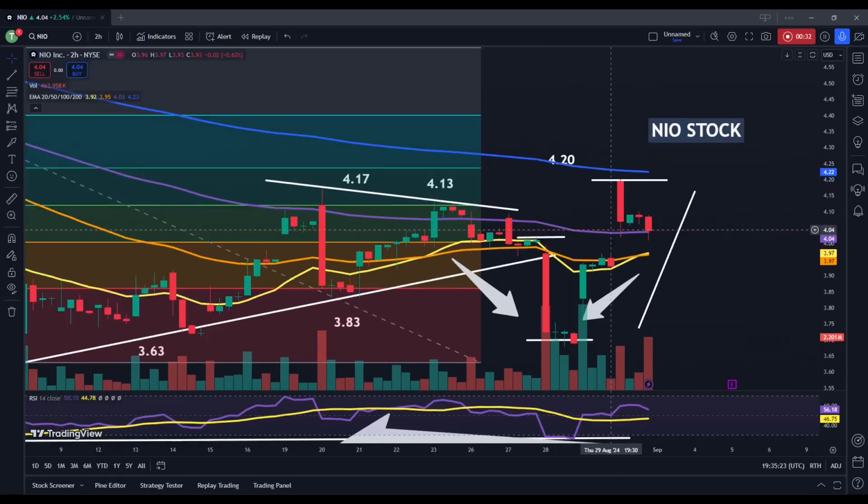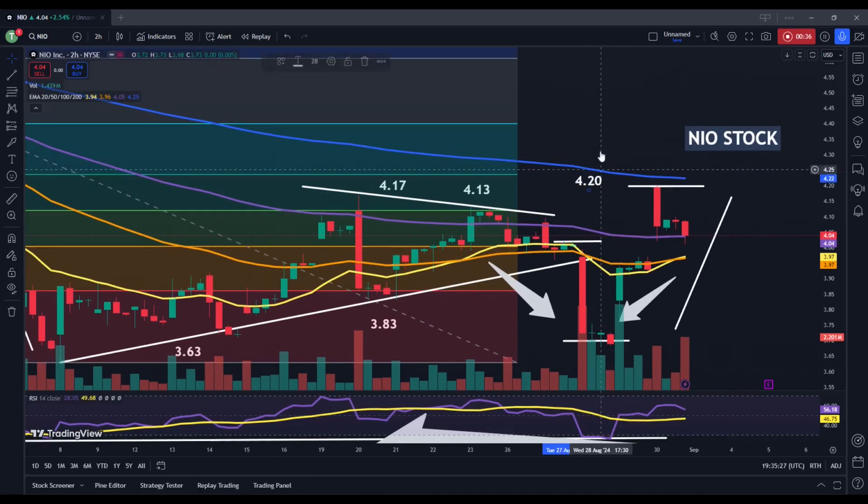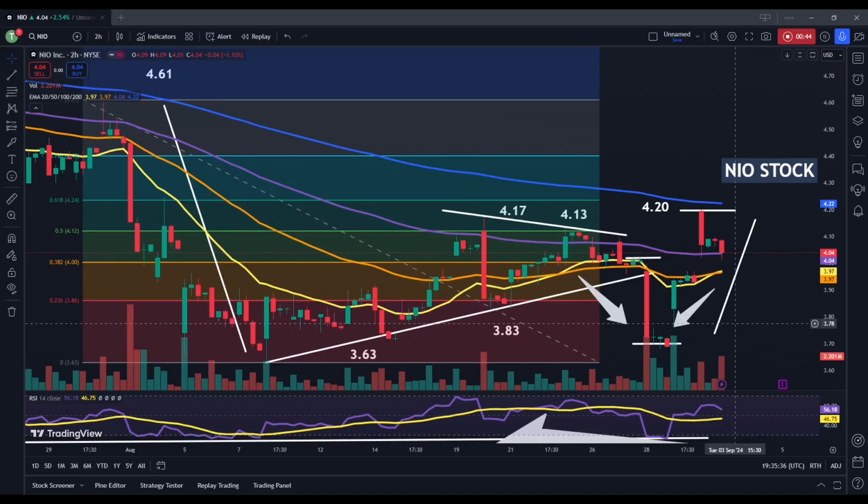So as we can see here, we did see a bit of weakness into the end of the trading week. However, for the most part, the stock did see some rather substantial movements to the top side. So in this video, we will be looking at some specific price levels so that traders can develop some profitable trading strategies for this stock in the days and weeks ahead.